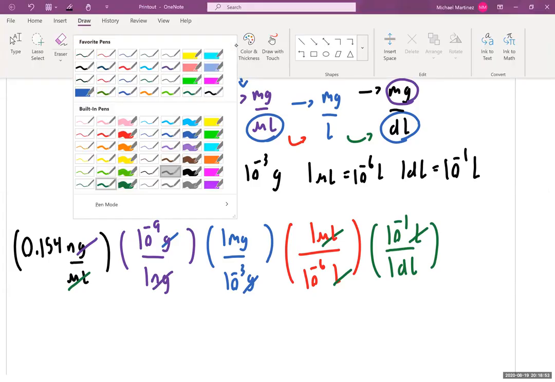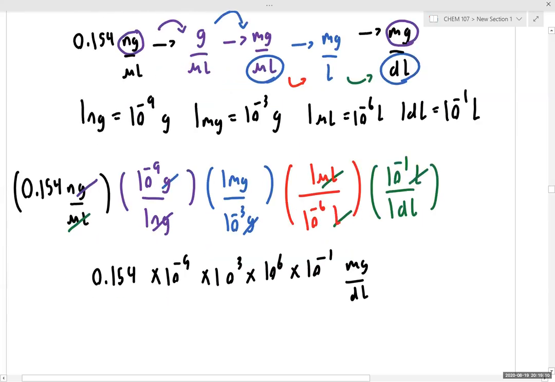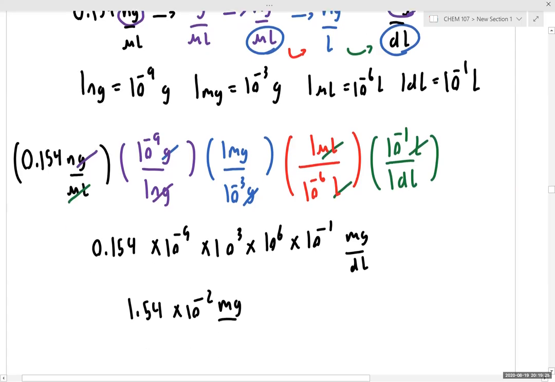And so entering this into the calculator, we have 0.154 times 10 to the negative 9th times 10 to the 3rd times 10 to the 6th times 10 to the negative 1st milligrams per deciliter. So that in turn gives us 1.54 times 10 to the negative 2nd milligrams per deciliter. There we go.